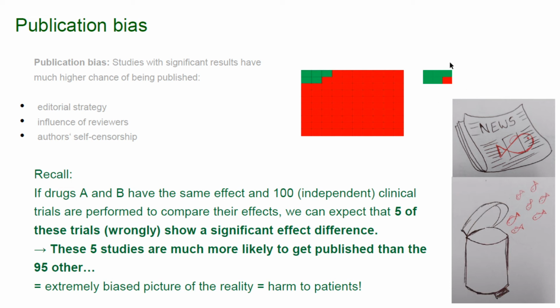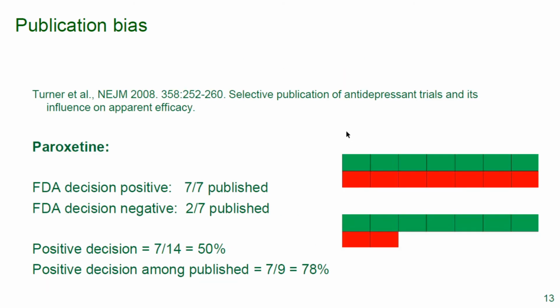So in the literature, we feel that drug A is better than drug B, that there is something positive. But we actually know that it's not true. That was our assumption: that drug A and drug B have the same effect, and that drug A is not better than drug B. So we get an extremely biased picture of reality. We see this, but the reality was this here.